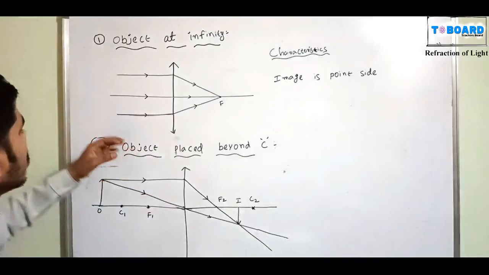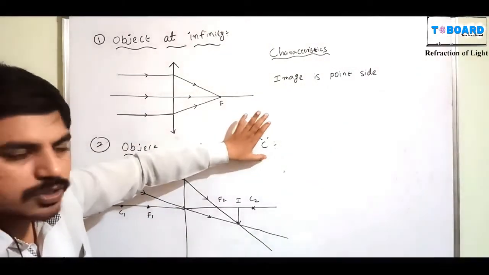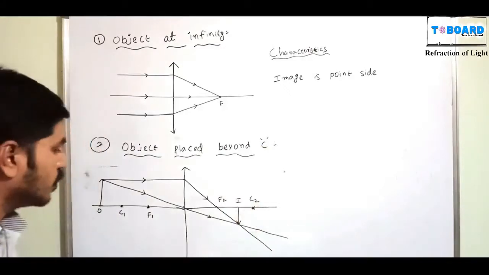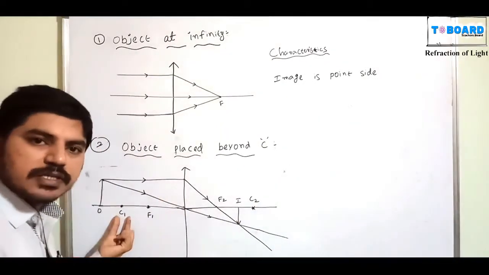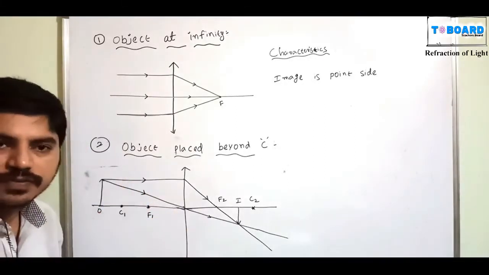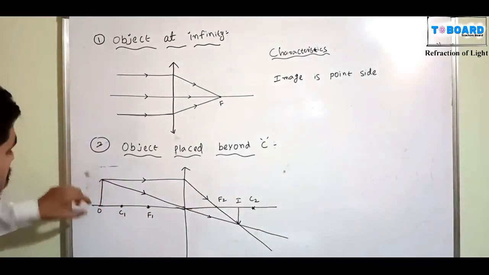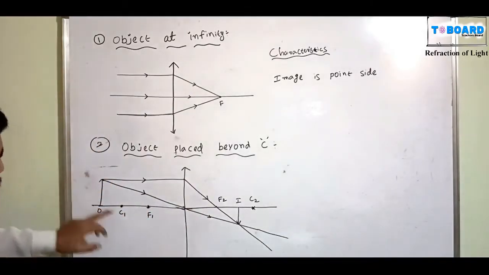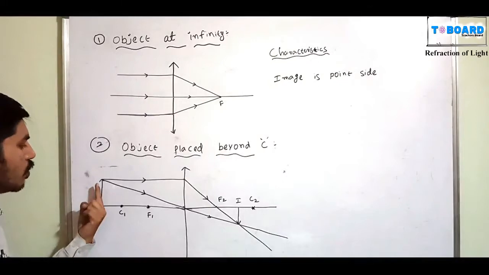Now we'll go for the object placed beyond the center of curvature. C is nothing but the center of curvature. I already said that lenses have 2 centers of curvature, 2 focal points, and 2 radii of curvature. Now I am going to consider the object position O beyond the center of curvature C1. So beyond the center of curvature, I kept the object.